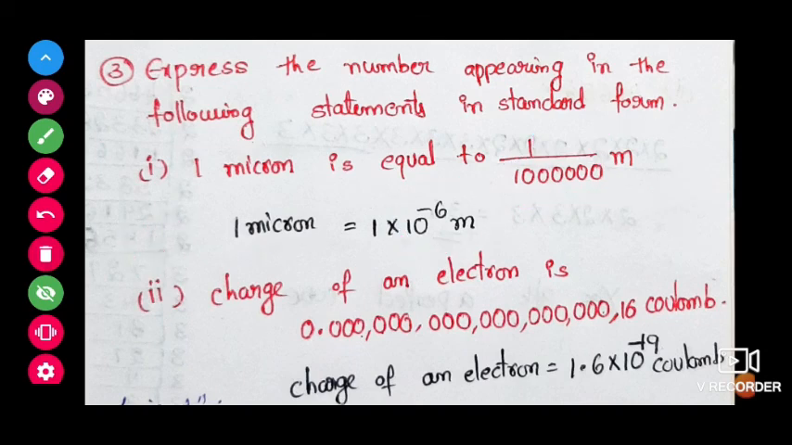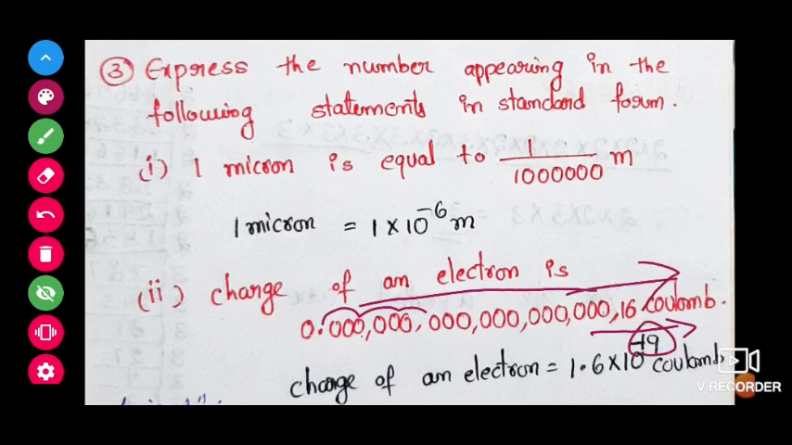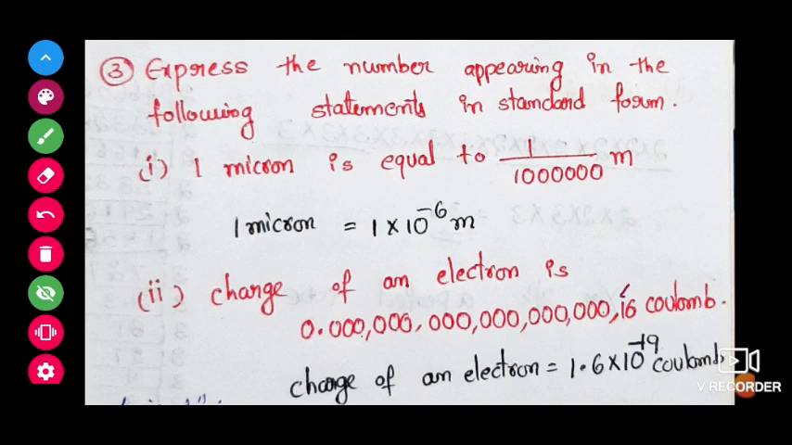Okay. Next. The charge of an electron is, see, 0.0000000, finally there is a 16 after 17 zeros. So we have to move the point towards the right side. So we will get the negative power. So the answer is 1.6 into 10 to the power how many places? 1, 2, 3, 4, 5, 6, 7, 8, 9, 10, 11, 12, 13, 14, 15, 16, 17, 18, 19 places. So 10 to the power minus 19. Charge of an electron is 1.6 into 10 to the power minus 19.